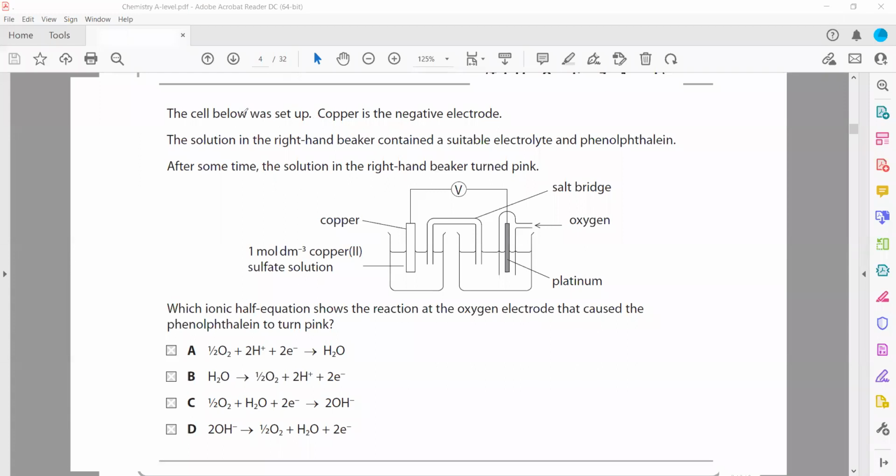The cell below was set up with copper as the negative electrode. So if copper is the negative electrode, what is the movement of electrons? The movement of electrons is from copper towards the other side. Okay, so it means oxygen should gain electrons. The solution in the right hand beaker contains a suitable electrolyte and phenolphthalein as an indicator.